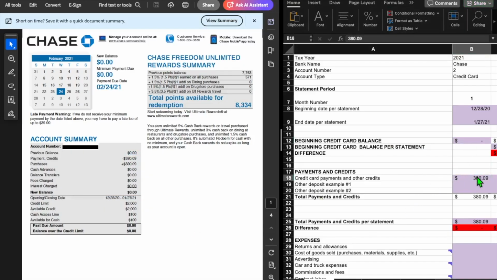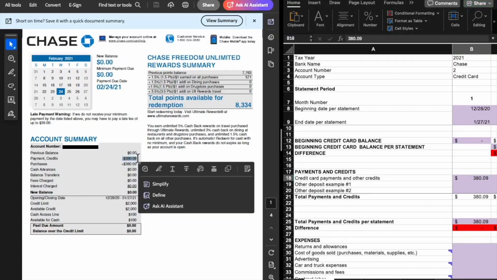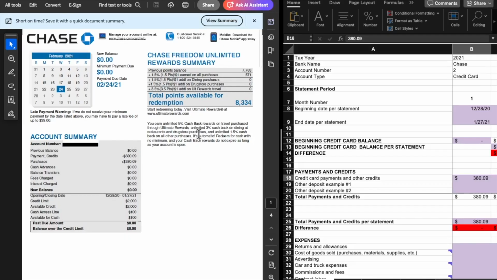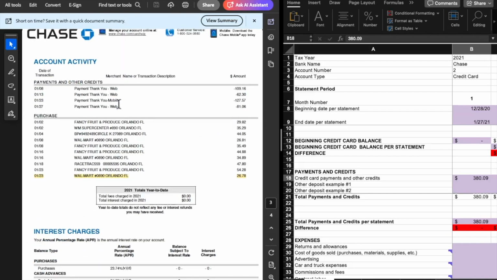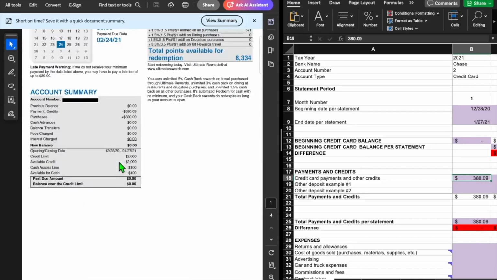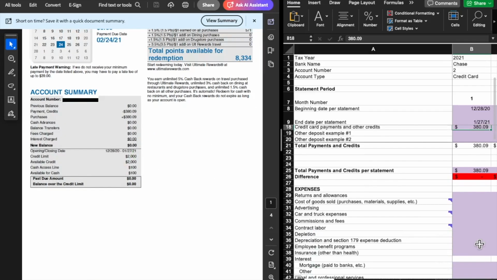Credit card payments and other credits: you can just put the total that you see here in the account summary. You wouldn't need to really look at the detail all that much, unless maybe you have a refund or something. But even then, I would just put it all in one line. And now it's just a matter of looking at the expenses.